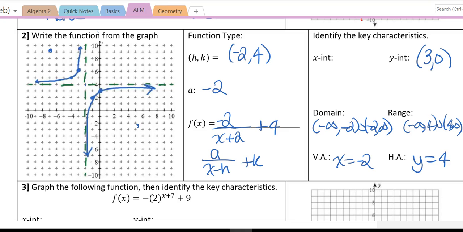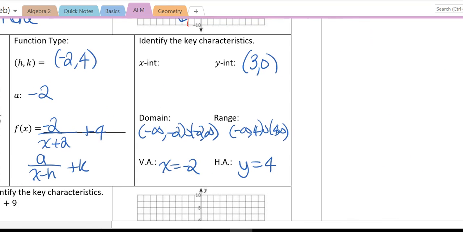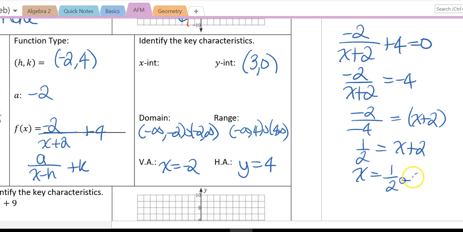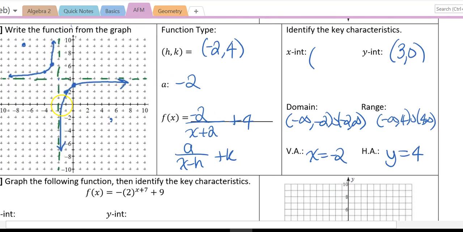Then our x-intercept, it's when y is 0. So we put into our equation -2 over x plus 2 plus 4 equals 0, and then move this over, -4. So we're switching places here. That becomes 1/2 equals x plus 2, and then x equals 1/2 minus 2. So our x-intercept, you can see right there, is -1.5 and 0.